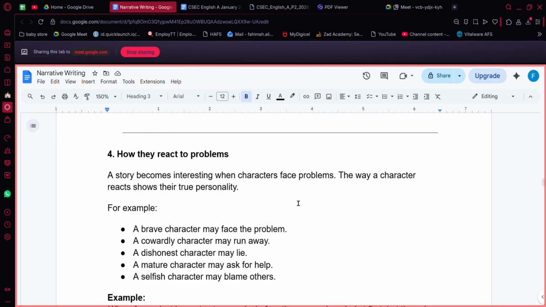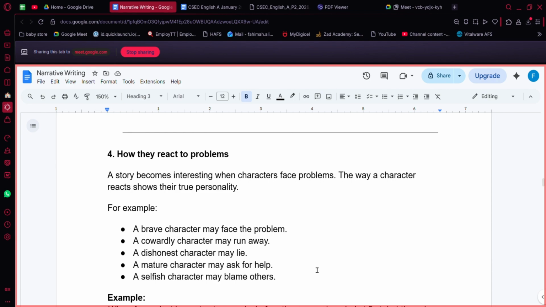A cowardly character may run away. So if you want to show your character is cowardly, when you have some kind of danger, then your character will run away. A dishonest character would lie. If Anaya is dishonest, when the grandmother asks her, well, where are my letters? Anaya might lie and say, I don't know, I have never seen them. A mature character might ask for help. If Anaya is a mature character and she is experiencing some kind of hardship, she will seek help from others. If she is selfish, she might blame other people for things, or she might only seek things that are in her best interests, not doing things for other people.